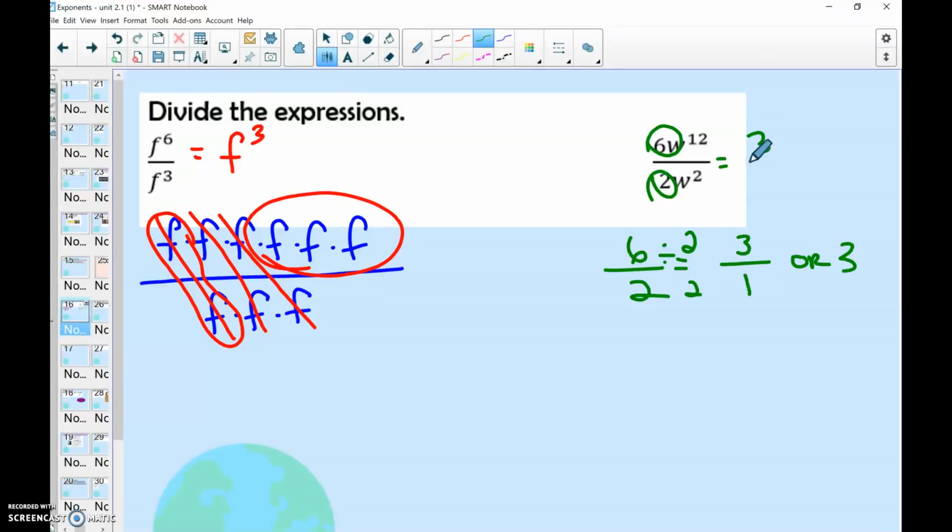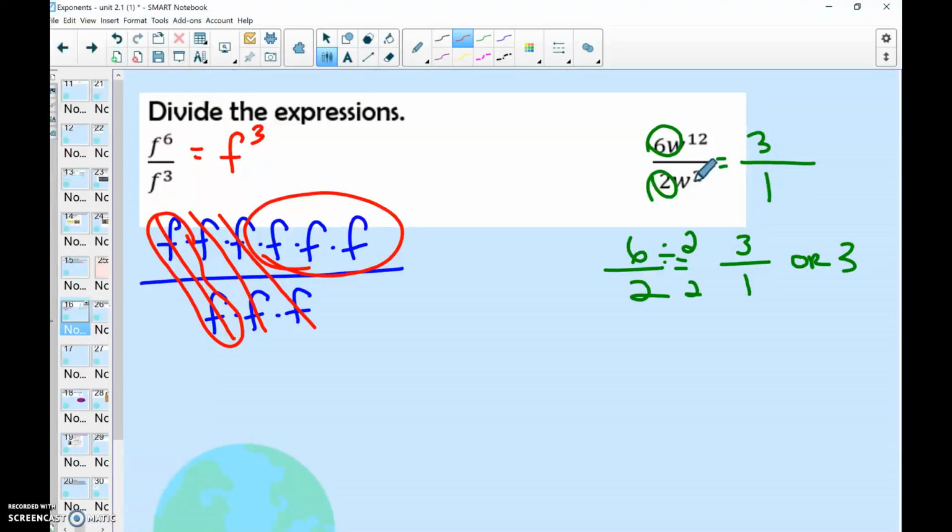So I'm going to put 3 over 1 for right now in case I have anything left over on the bottom. If I don't, I can get rid of it later. And then I've got w to the 12th divided by w to the 2nd power. Now remember, when you're dividing, you're actually subtracting the numbers. So 12 minus 2 is 10.